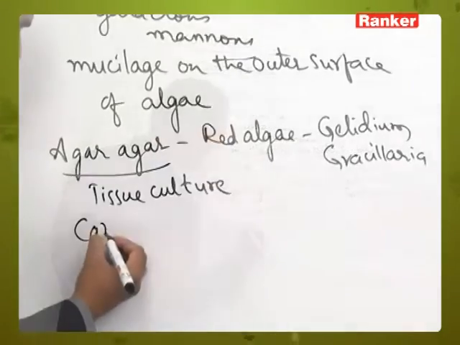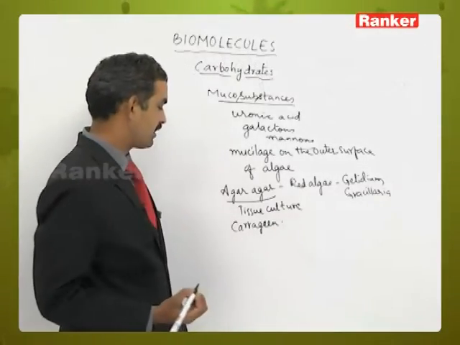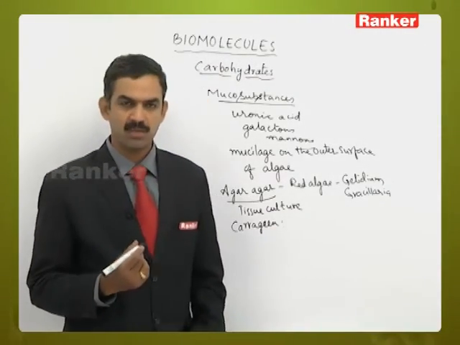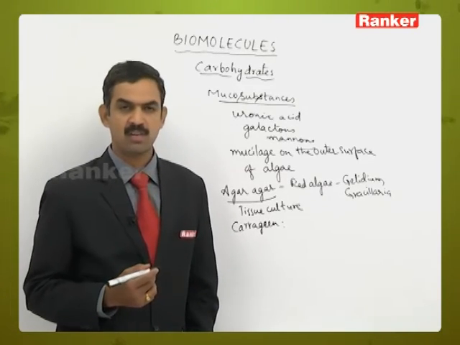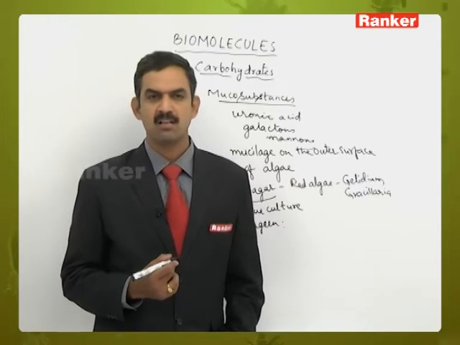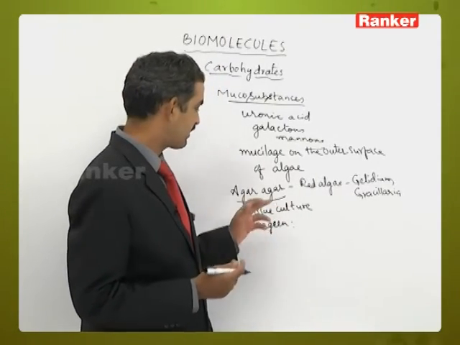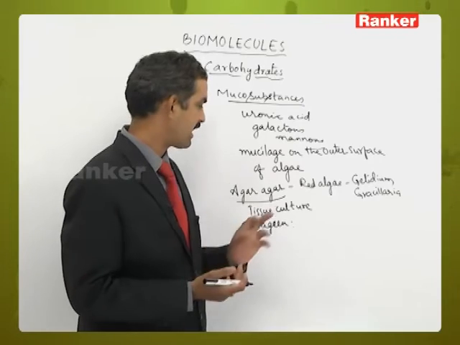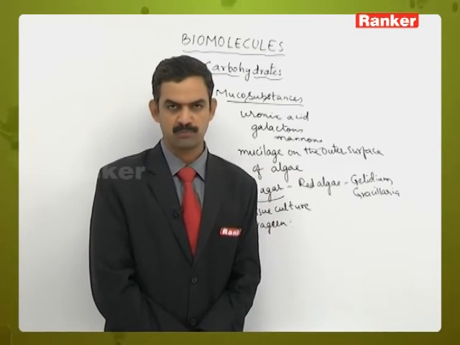Then carrageenan. This is also extracted from some algal groups. This is also one of the mucosubstances. Likewise, many such mucosubstances are useful for plants, protecting them from harmful effects. And apart from that, some of them are useful for humankind also, like agar-agar. We can say that it is used in the making of jams and jellies also.